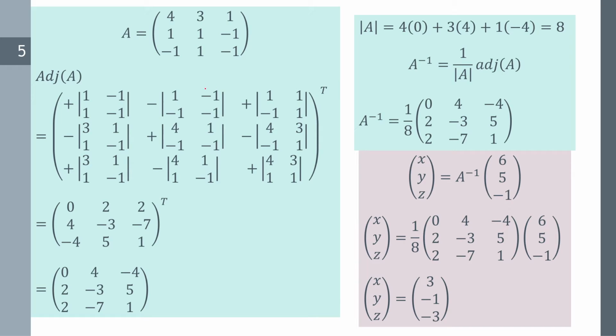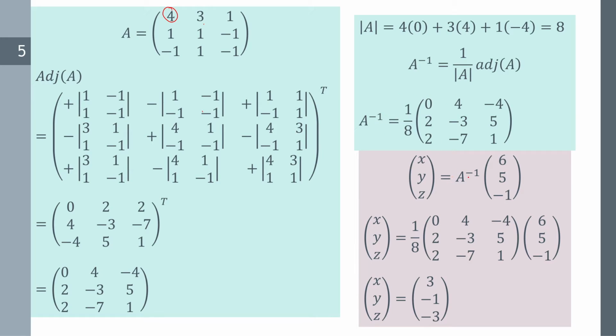So I just simply use 4 multiplied by 0, 3 multiplied by 2, and then okay, this one I think is using this one, 1 multiplied by this one. Okay, 1 multiplied with my negative 4. So now after that, what I need to do is find my inverse.